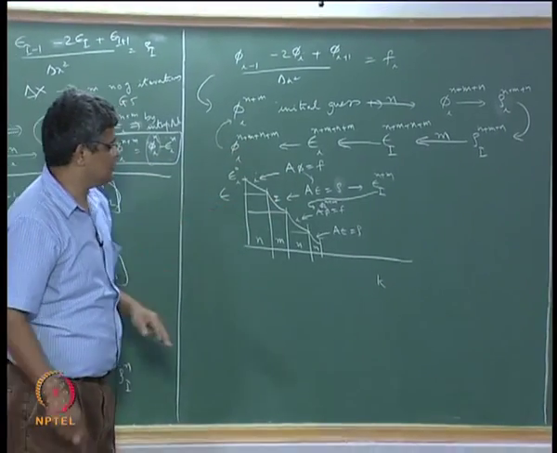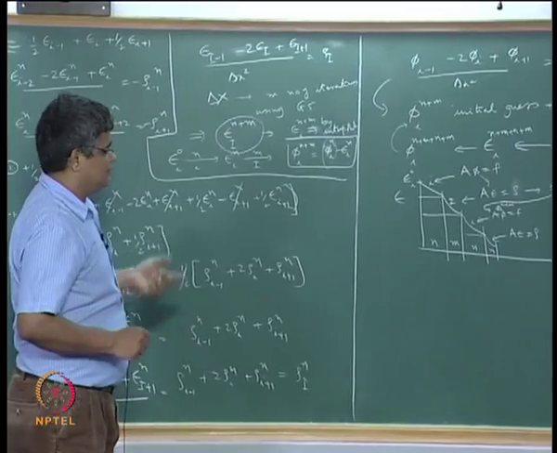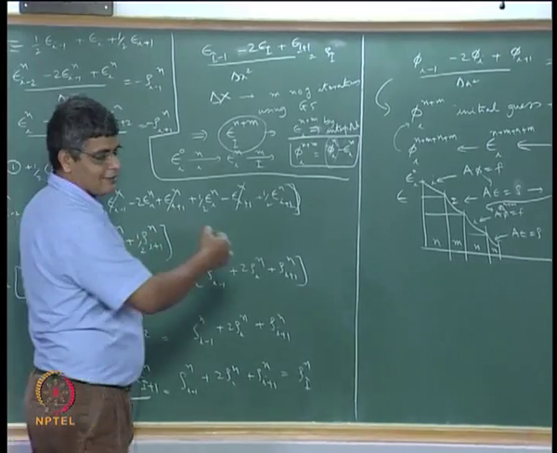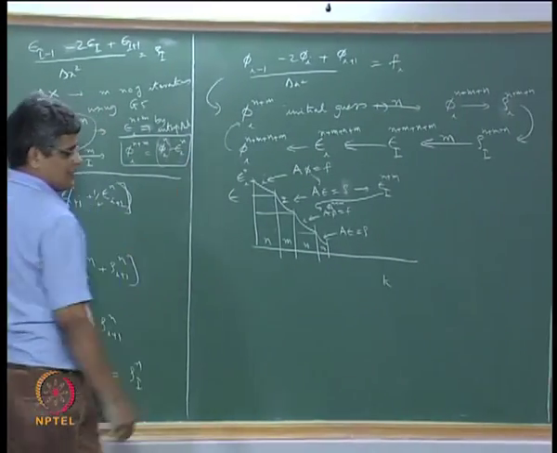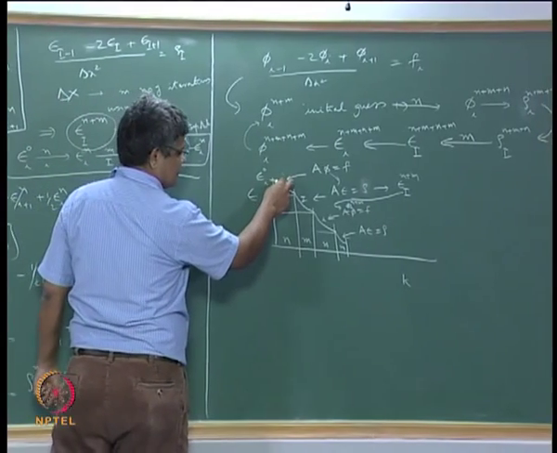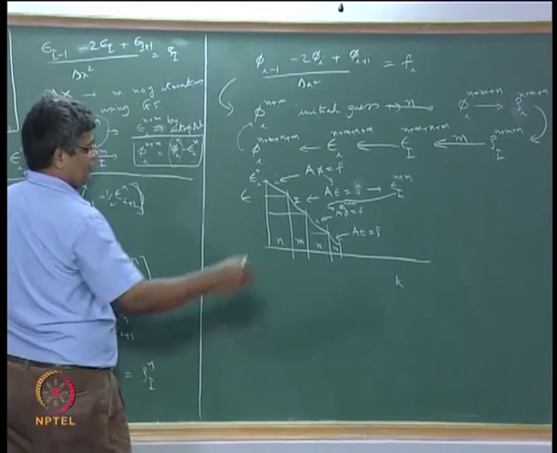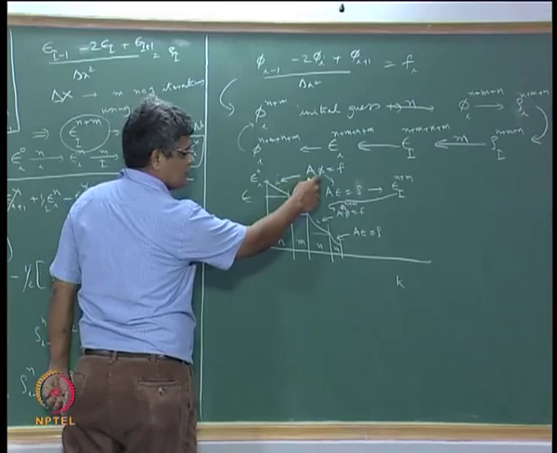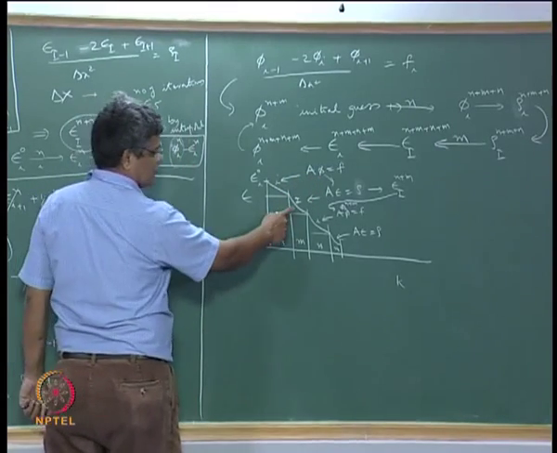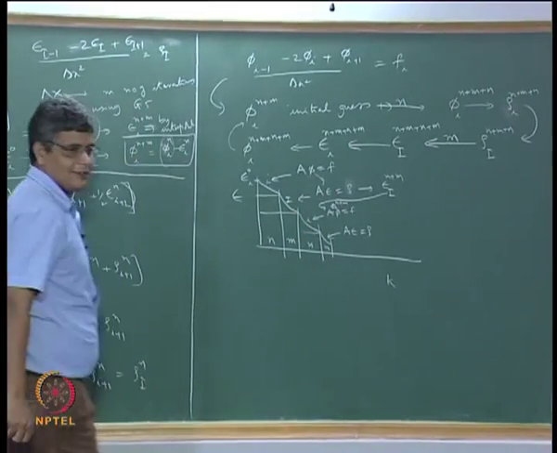So this is how the error reduction takes place in the multigrid approach. Part of it is on the fine grid and part of it on the coarse grid. What is done on the fine grid is the solution for phi. What is done on the coarse grid is the solution for the error.